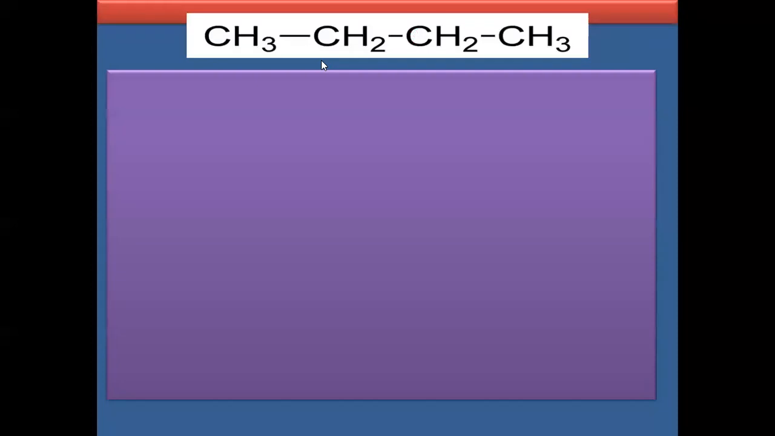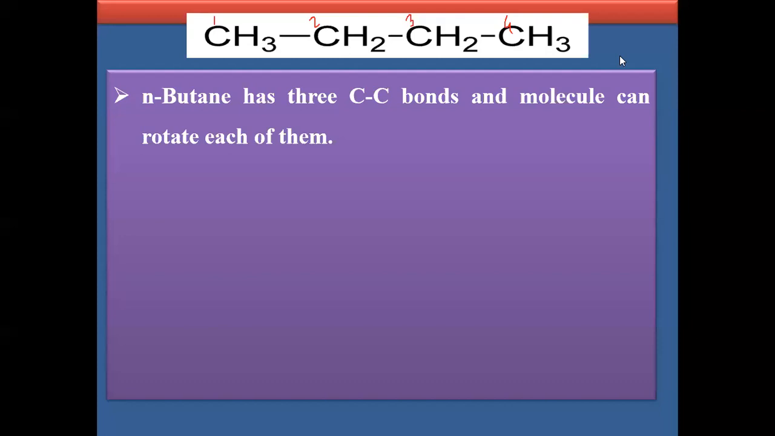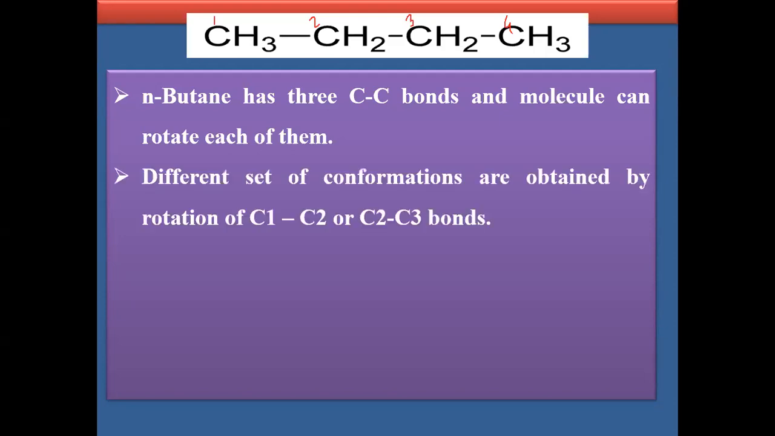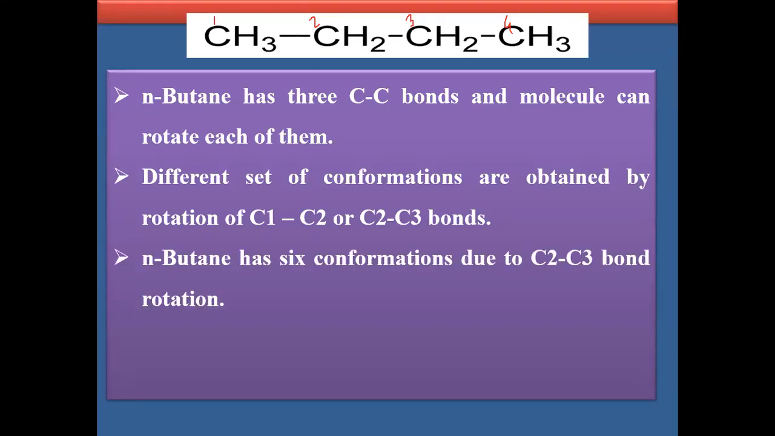Now this is the structure of n-butane. Carbon number 1, carbon number 2, carbon number 3, and this is carbon number 4. Now n-butane has 3 carbon-carbon single bonds, as you can see here, and the molecule can rotate about each of them. So due to this rotation, we get different types of conformations. But here we're going to study conformations that arise due to carbon number 2 and carbon number 3. So due to rotation about carbon 2 and carbon 3, we get a total of 6 conformations.